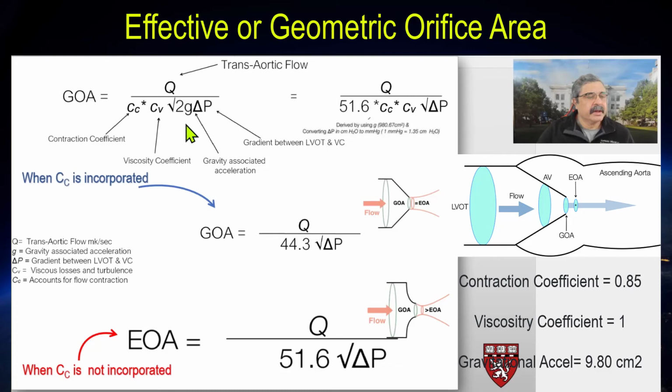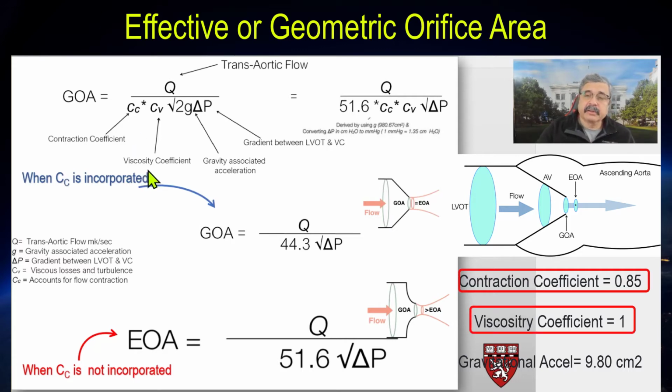orifice area, and is derived as follows. Q is the transaortic flow. The contraction coefficient signifies the degree of contraction of flow when it comes out of the stenotic valve, and is believed to be 0.85. The viscosity coefficient corresponds to the viscosity-related inertial losses and is believed to be 1 and negligible. The gravity-associated acceleration is 980.67 centimeters per second squared. And lastly is delta P, which is the gradient between the left ventricular outflow tract and the ascending aorta, across the aortic valve.